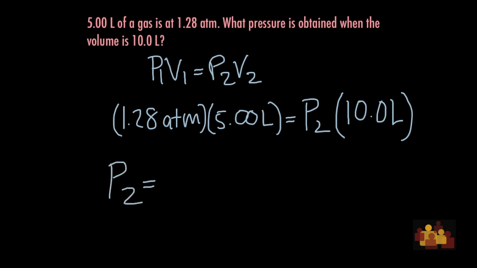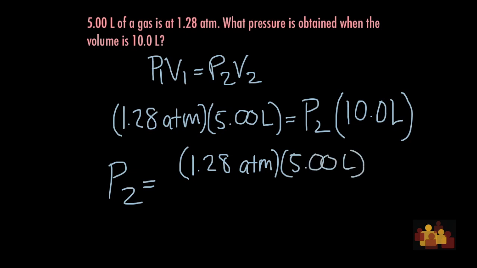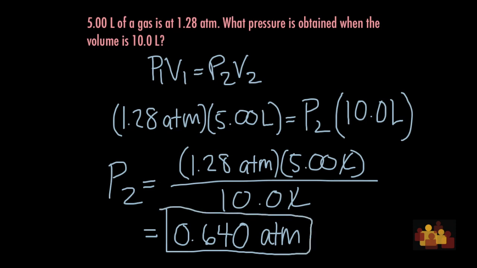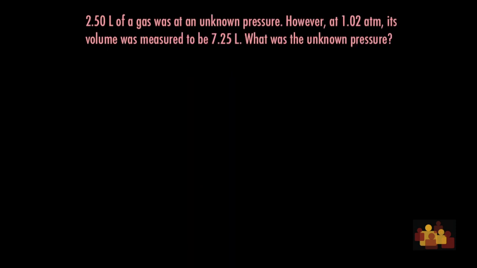We get P2 equals 1.28 atmospheres times 5.00 liters, all divided by 10.0 liters. And the liters cancel out, and if you plug this into your calculator, you should get 0.64. Since the problem gives us 3 sig figs in its values, we must make this 0.640, and the unit on that would be atmospheres, ATM. So there's our final answer. You have to remember that you can only solve problems this way if temperature and amount of gas do not change. Okay, here's another problem.